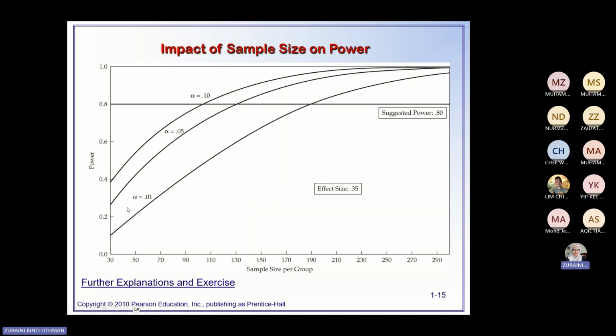Okay, then this is the relation between power, sample size, and the effect size of 0.35. If the sample size is increasing, then we can see that our power will also increase, but it depends on the alpha. If we put a higher alpha, then the result must be bigger than with the smaller alpha. Here is the relation between power and sample size. And I'll put the link for further explanation and exercise on the impact of sample size on power.